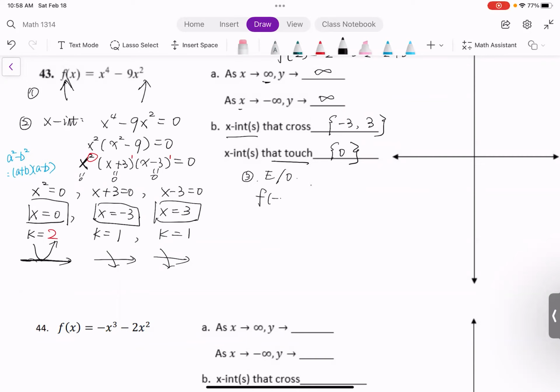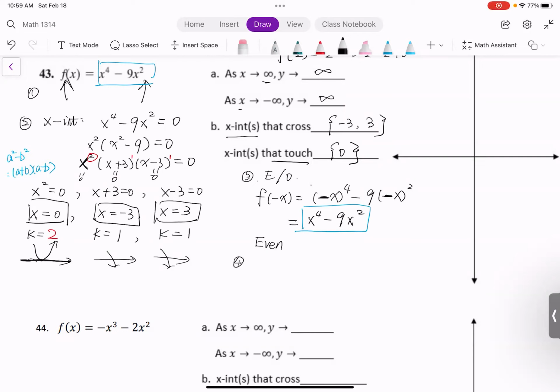Let's plug in -x into the function. (-x) to the 4th minus 9 times (-x) squared. So negative base and even power, negative base, even power. So we can ignore the negative sign. x to the 4th minus 9x squared. Yay. We have the same expression as f of x. Look at here. They are the same. That means this is an even function. We put even. That means the graph must be symmetrical along the y-axis.